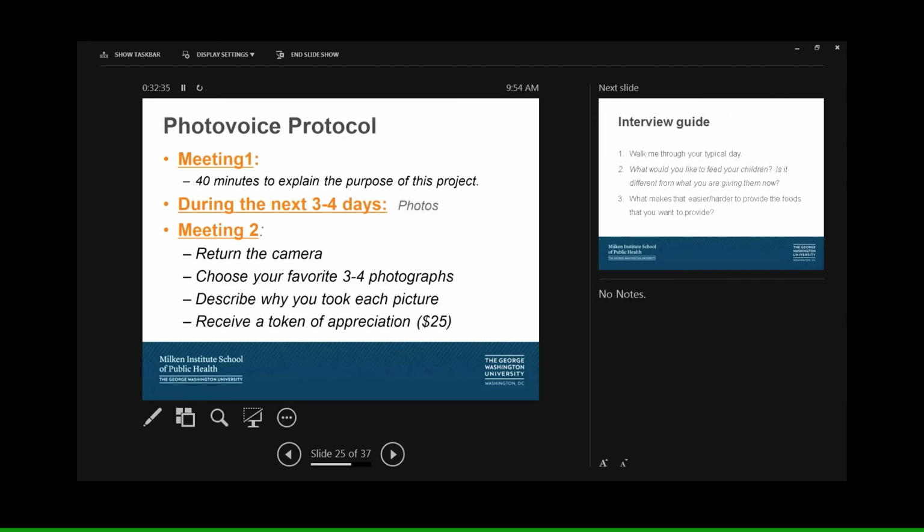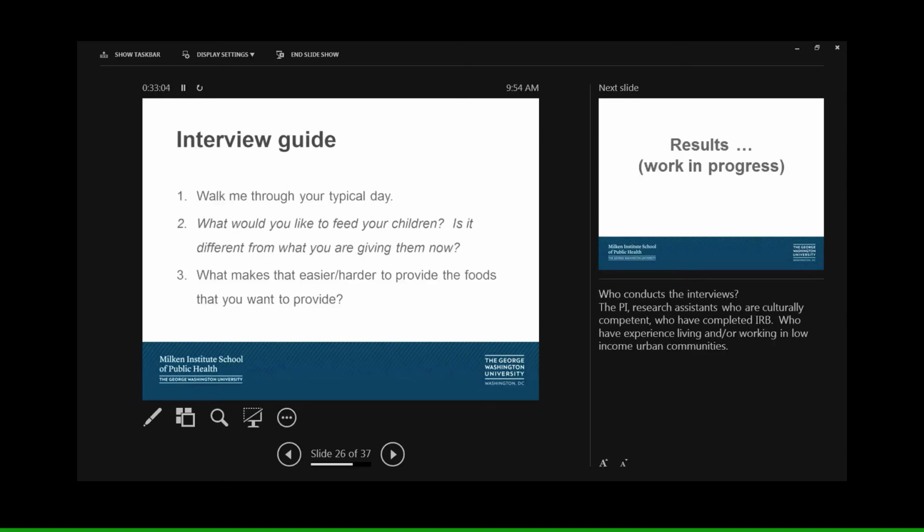What we decided to do was have a first meeting where I asked them to walk me through their day. It's about 40 minutes. In that, I kind of remind them of what their typical day looks like. And then I ask them, well, you know, what did you feed your children for breakfast or for lunch or this and that. Throughout that period, they talk about kind of what made things easier or harder. Then they go take photos, and then they return the camera. And this is basically the interview, guys. So walk me through your typical day.